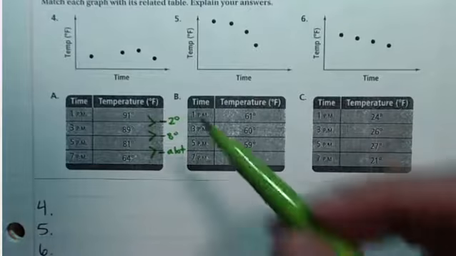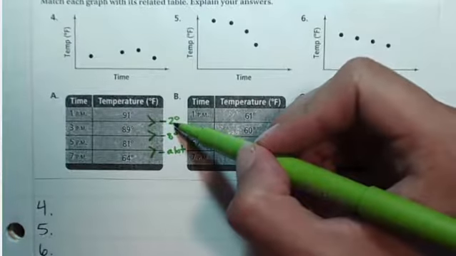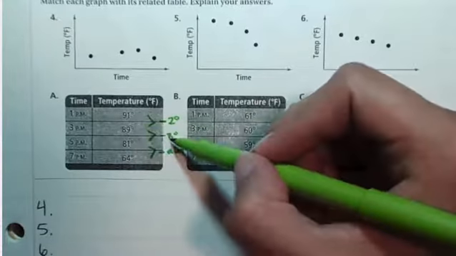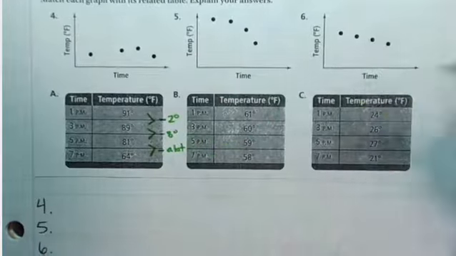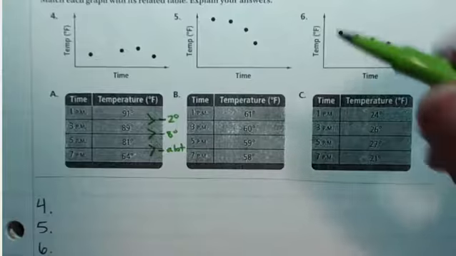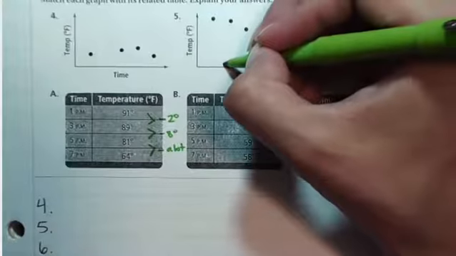Okay, so if I look at what happened, it went down 2 degrees. So not much of a difference between 1 and 3 o'clock. Then it went down 8. And then it went down a lot, like really steep. So in that case, I believe 5 would be A.